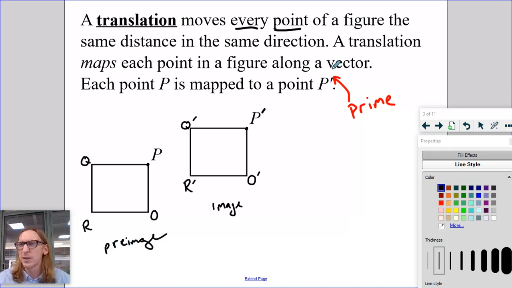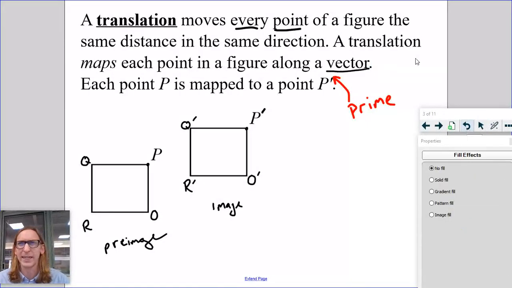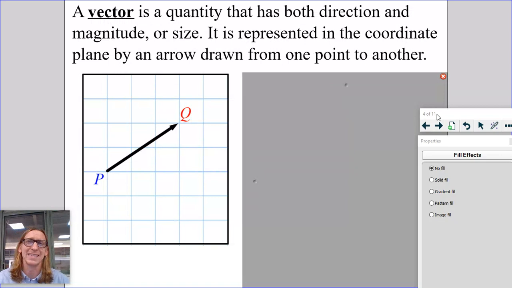Now, I snuck a word in here, and that word is vector. In order to translate something, we need a distance and we need a direction. Which way should I move it? How far should I move it? And a vector does a nice job at describing both of those things, how far and which way. So let's define what that term means and see how it can help us with our translations.